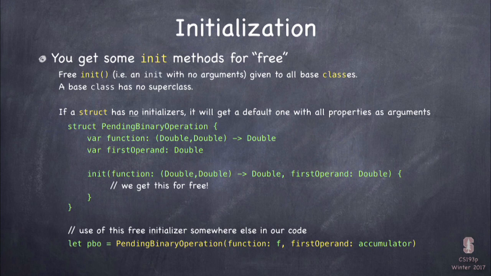Now, if a struct implements even one of its own initializers, it stops getting this free one. You only get the free one if you don't do any other ones. So it's like the default one. And we saw this in the lecture also. We got the free one, init function first operand. We never wrote that init function. We got it for free. It just appeared, and we were able to call it. Remember that? So structs are nice. You get basically free init for all your vars.